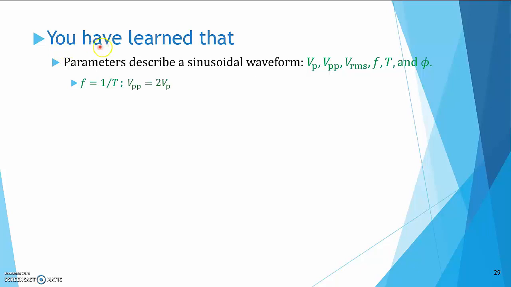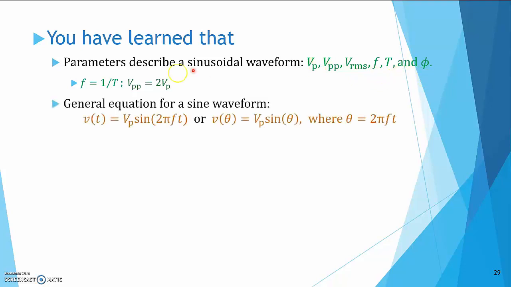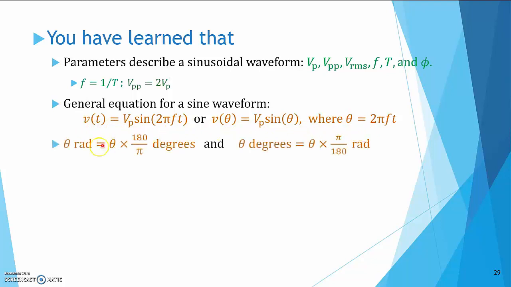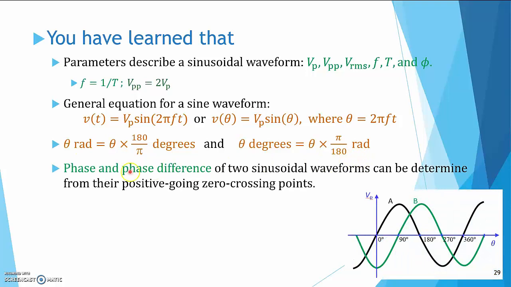In this video, you have learned the parameters which describe a sinusoidal waveform. These parameters are the peak voltage, the peak-to-peak voltage, the root mean square voltage, frequency, period, and the phase. You have learned the general equation of sine waves, to convert radian to degree and degree to radian. And you have learned what phase and phase difference are.